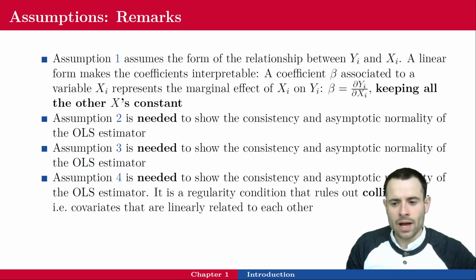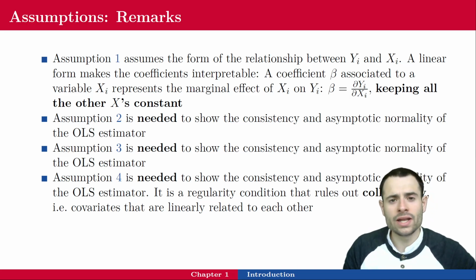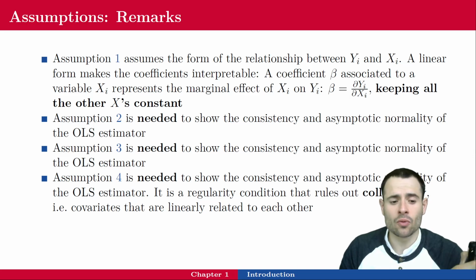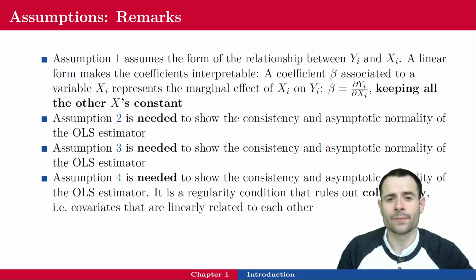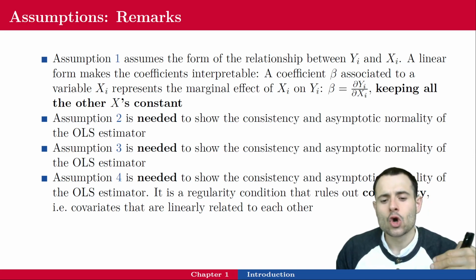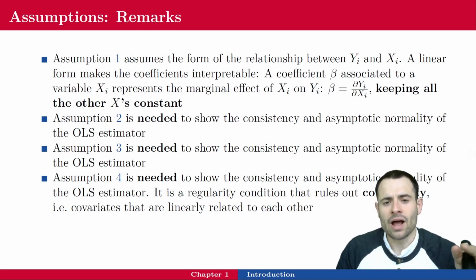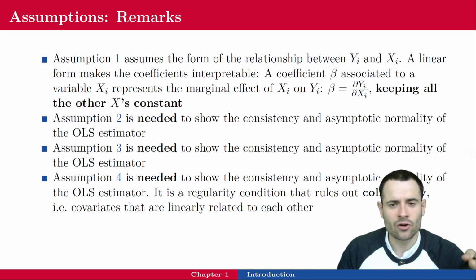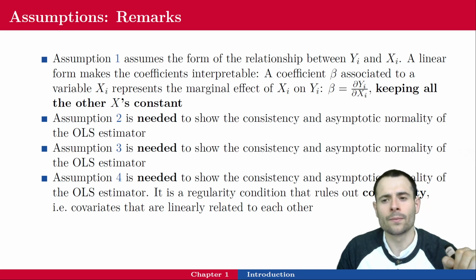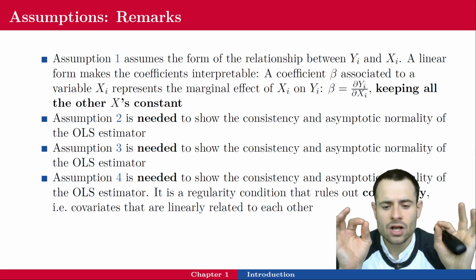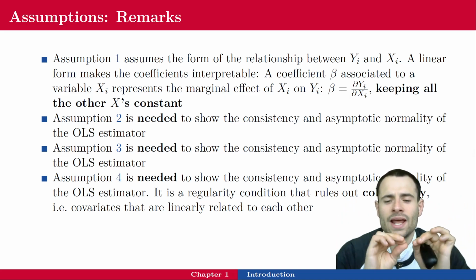Assumption 4 is about collinearity. It is needed to show the consistency and asymptotic normality of the OLS estimator again. It is what we call a regularity condition that is going to rule out collinearity. Collinearity, I made a statement about the null space and about the full column rank. Collinearity in words means that some x's are linearly related to each other.